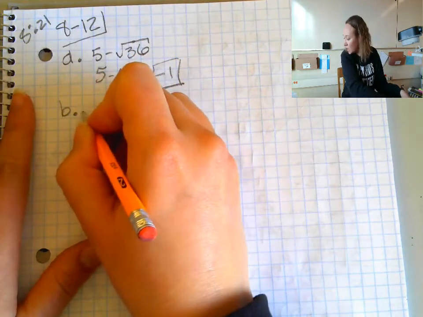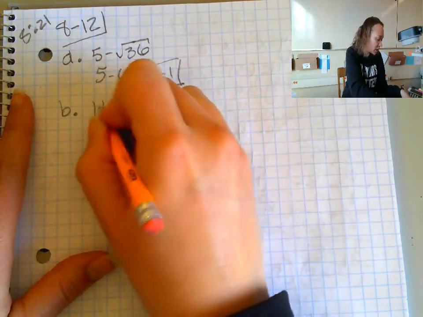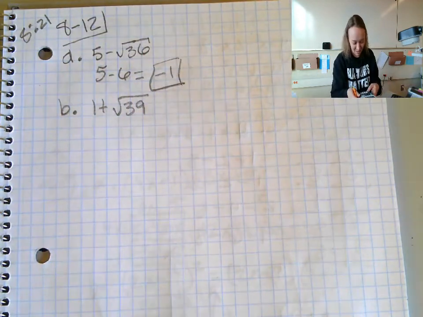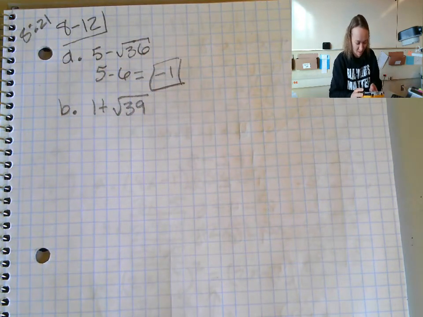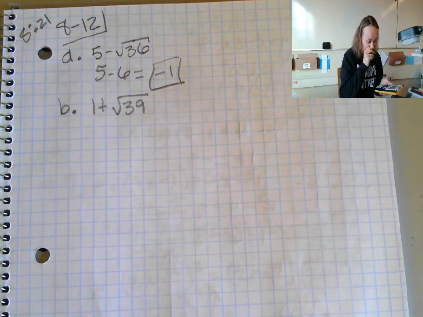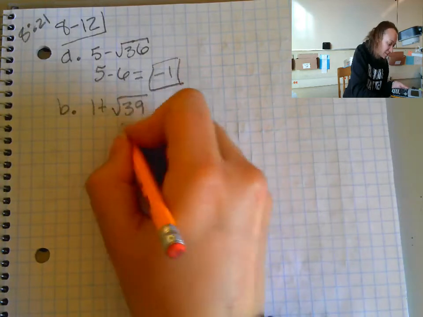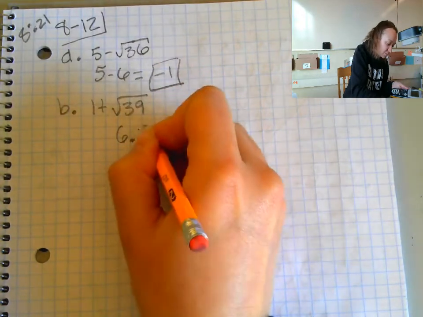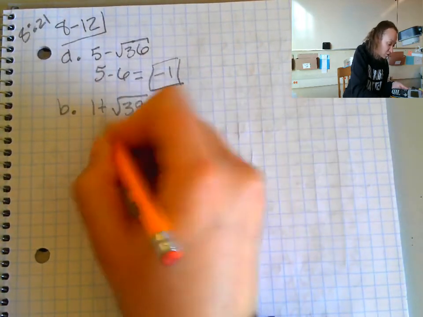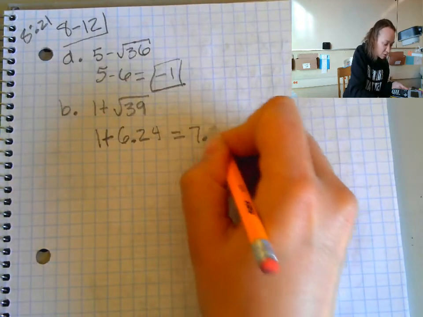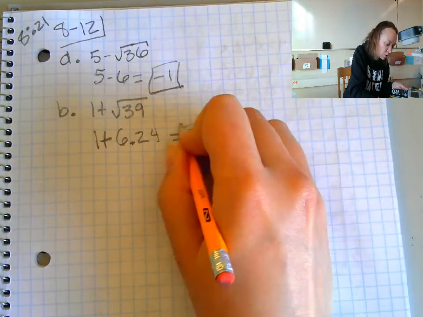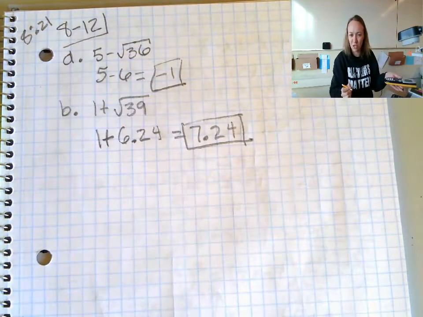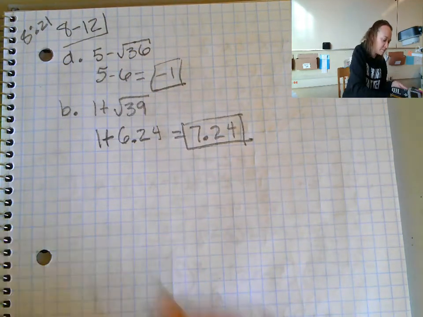For B, I had 1 plus the square root of 39. I need a calculator to do that, so I'm going to say the square root of 39 is about 6.24. So I'm going to do 1 plus 6.24, which gives me 7.24. Could have done more or fewer decimals from that. Just make sure you round appropriately.